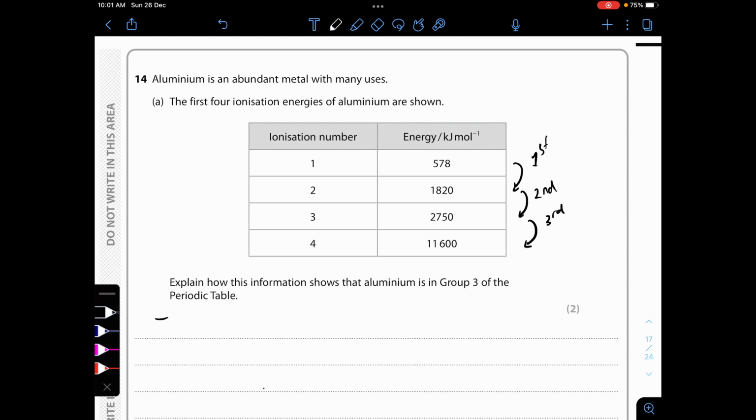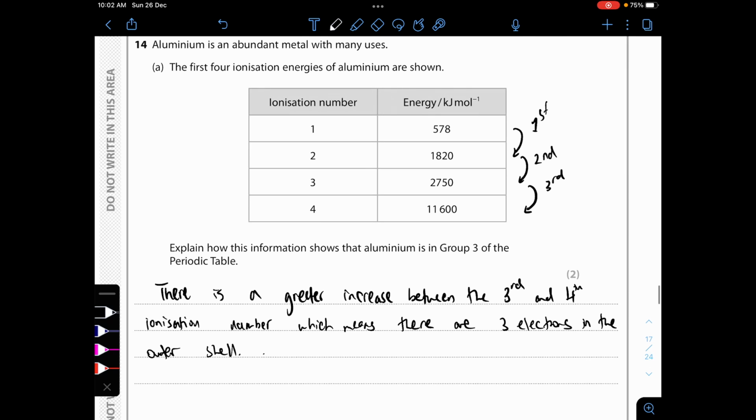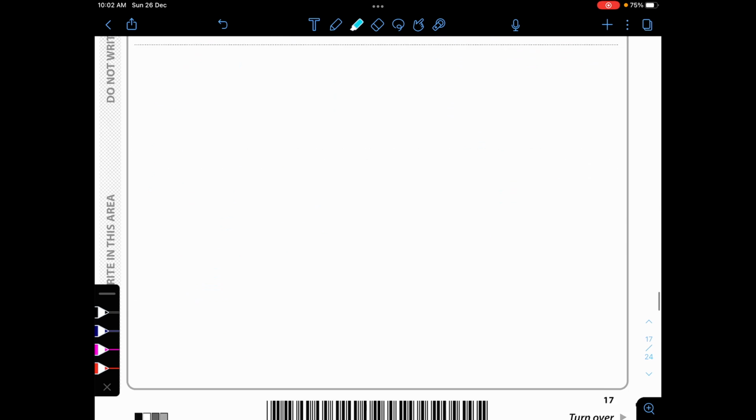You can see there's a greater increase in the third and fourth ionization energies. So we can say there is a greater increase between the third and fourth ionization number. So this indicates what? Which means that there are 3 electrons in the outer shell. So we have to talk about the difference: there's a great increase, and that there are 3 electrons in the outer shell. That's our 2 marks. Let's go to part B.